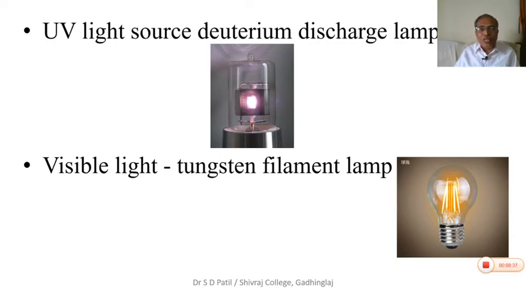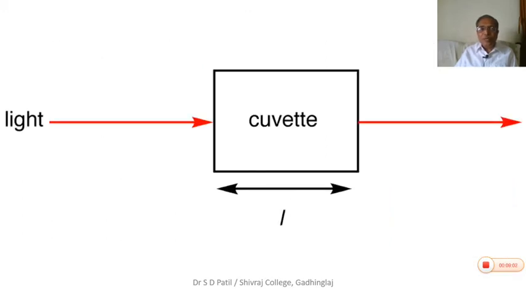Two different sources are used for spectroscopic analysis in UV visible spectroscopy. The ultraviolet light required is obtained from a deuterium discharge lamp. So the deuterium discharge lamp is the source of UV radiations in UV spectroscopy. For the visible region, a tungsten filament lamp is used as the source of the radiation.